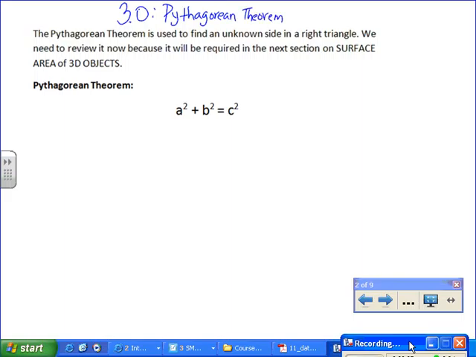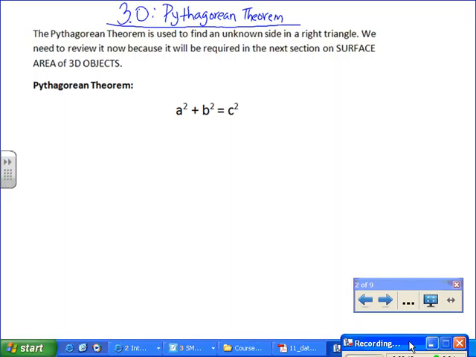So in our chapter 3 note booklet, we've finished looking at angles in a triangle, and now we're looking at Pythagorean theorem. And this is a really important theorem in geometry. It allows us to find the missing side length of a right triangle where we're given two side lengths.